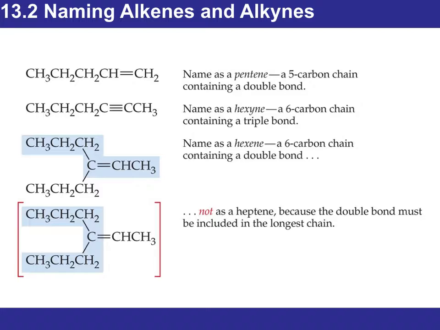This is going to be a hexene because you have to include the double bond. So I count 1, 2, 3 top, 4, 5, 6, not 1, 2, 3 top, 4 middle, 5, 6, 7 left, because I have to include the double or triple bond. This has the priority for naming your compound. Okay, so that's a hexene, not a heptene, because I need to include my double bond in the longest chain.